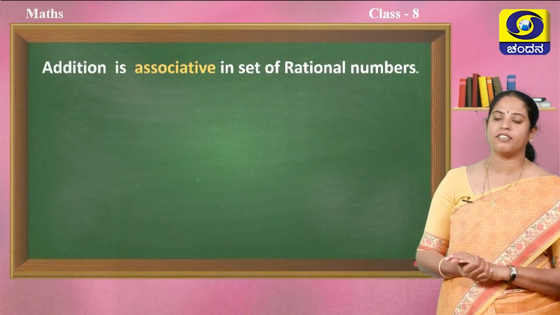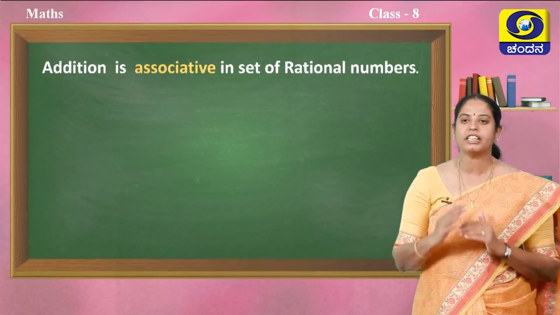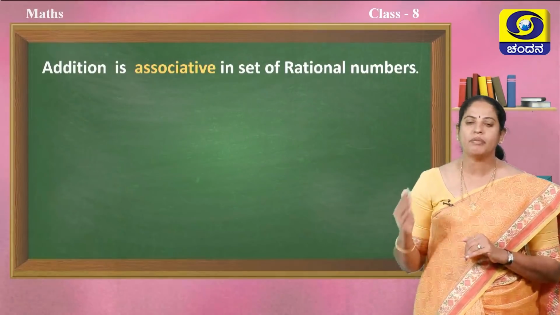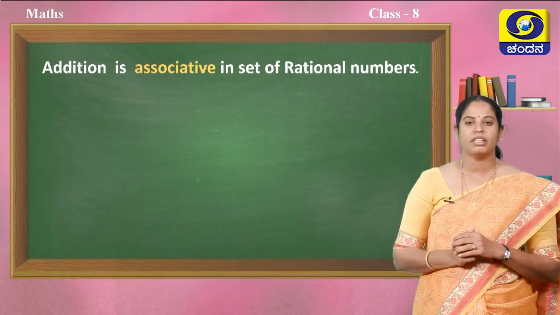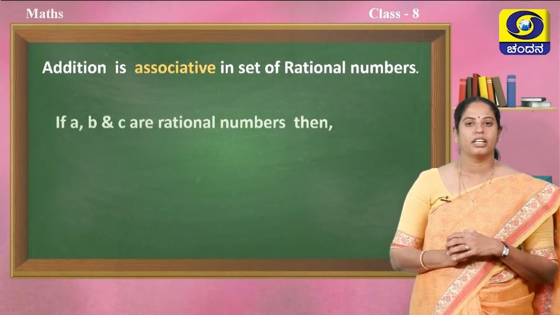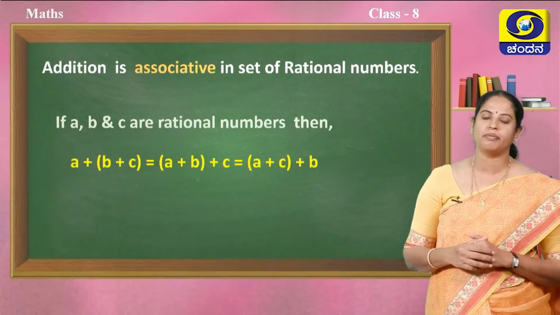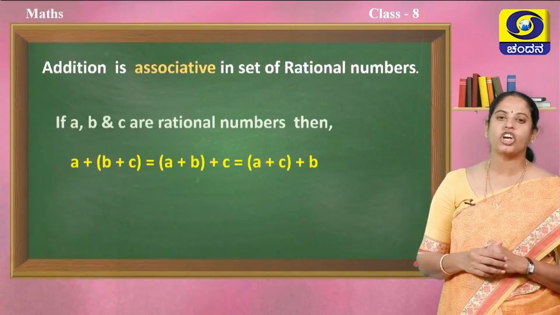Yes. In all the 3 cases, if we group and add differently, if we alter the grouping also, the sum or the total remains the same. This is called the associative property on addition. Okay. If A, B and C are rational numbers, then A plus of B plus C.